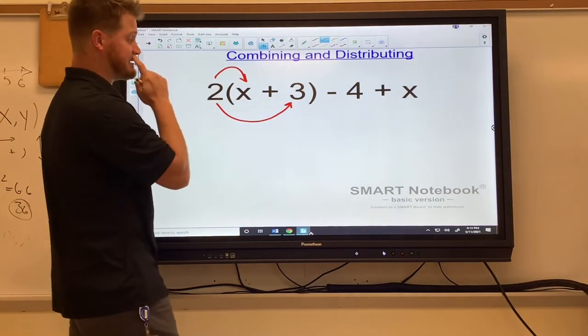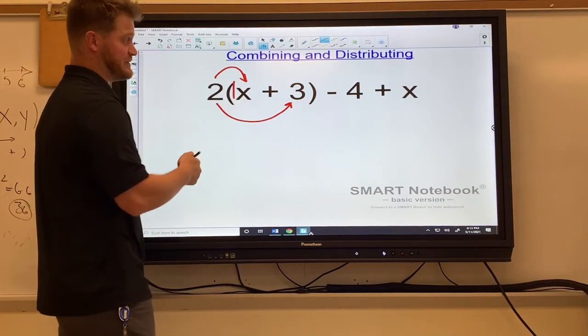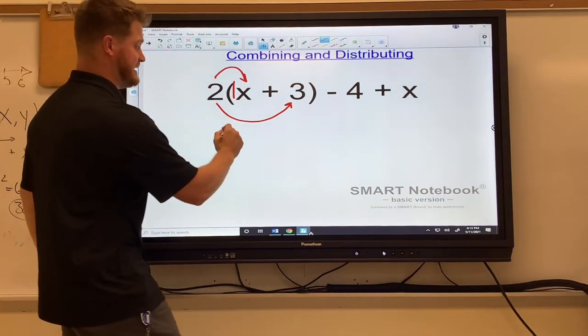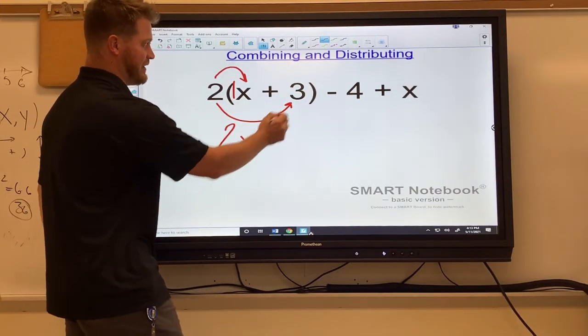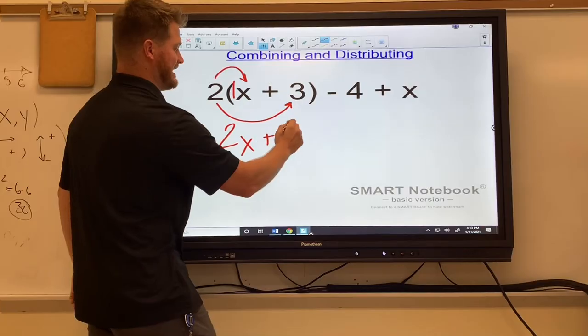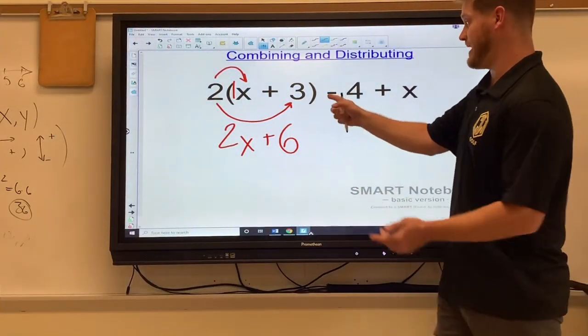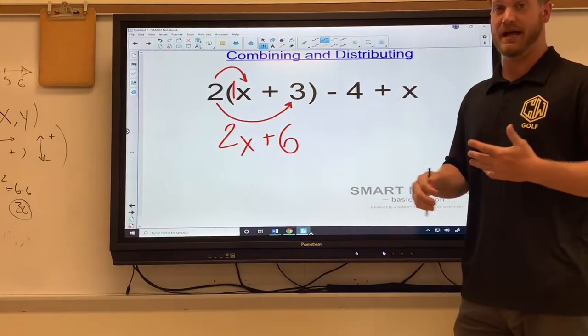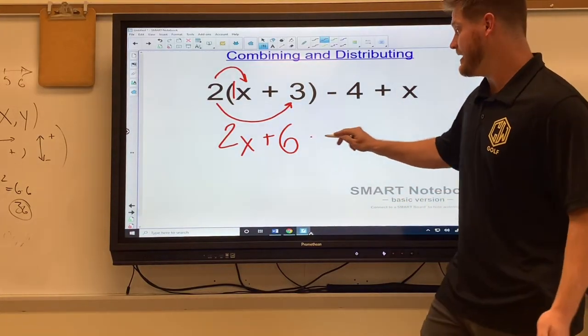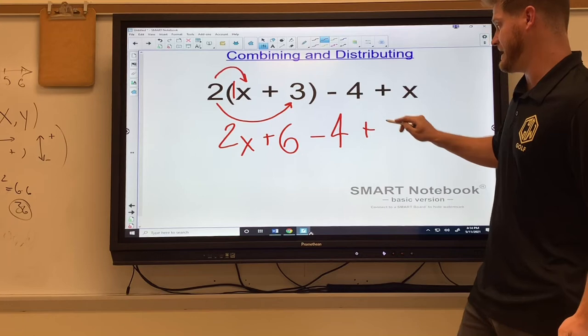So 2 times x, remember this has an imaginary 1 in front of it. So 2 times 1 is 2, so 2 times 1x is 2x. And then we go under, 2 times 3 is 6. Now the rest of it, just drop it down. Whatever is separated by a minus or a plus sign, drop it down. We can't do anything with it quite yet. So we have minus 4 plus x.